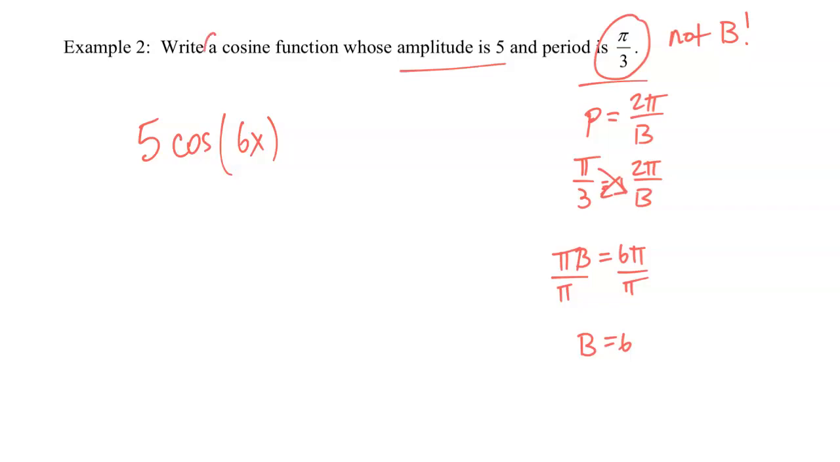Now, this said to write a cosine function with those two things, and there's actually two of them. There is a positive one and a negative one. And so if the problem said to write two cosine functions that had an amplitude of 5 and a period of pi over 3, all you'd have to do is put a plus or minus in front of that amplitude.